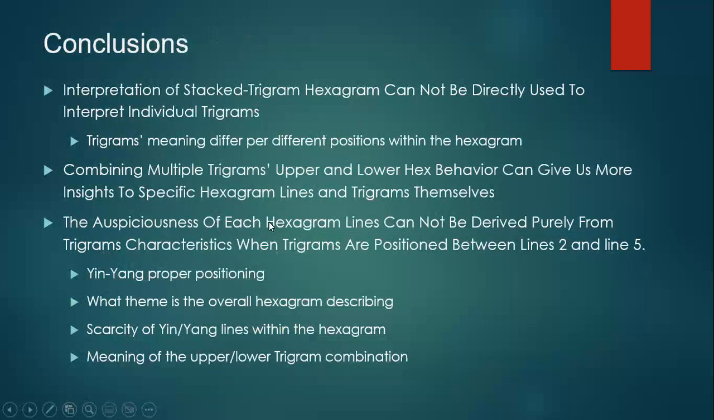Lastly, the auspiciousness of each hexagram line cannot be derived purely from the trigram characteristics when the trigrams are positioned between lines 2 and 5, because in addition to their general behavior, as we show in our plots, there is yin-yang proper positioning that could also affect it, as could the theme of the overall hexagram. The theme itself could be positive or negative, and when an auspicious line is in a negative-leaning hexagram, it may not be auspicious. Next is the scarcity of yin and yang lines within the hexagram, as we have shown in our example of hexagram 13. Finally, the meaning of the upper and lower trigram combination or their mutual interaction could also affect the overall behavior.